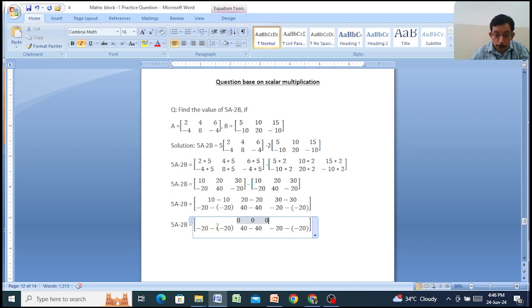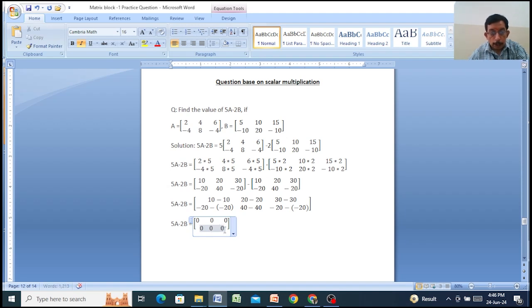Minus 20 plus 20 becomes 0. Put down 0 in the same position. 40 minus 40 also becomes 0. Put down 0 in the same position. Minus 20 minus minus 20, that is minus 20 plus 20, also becomes 0. Put down 0 in the same position.